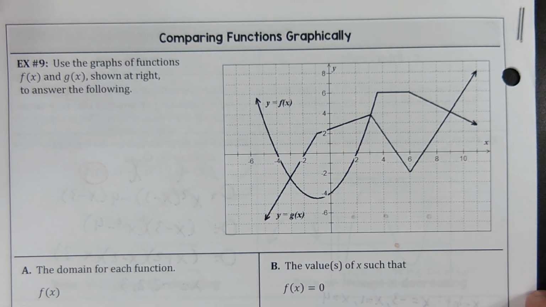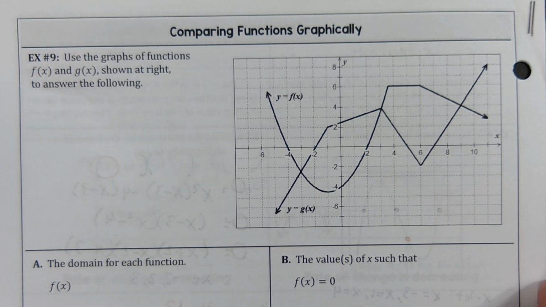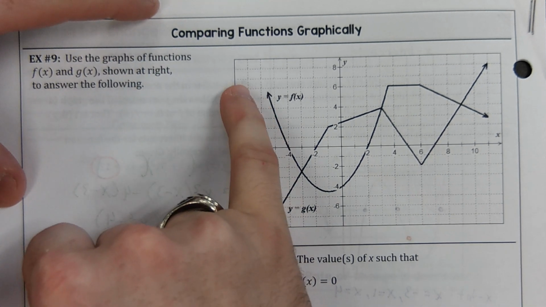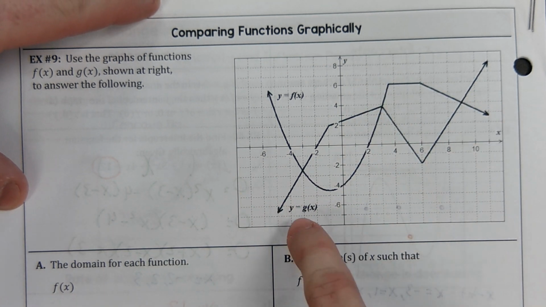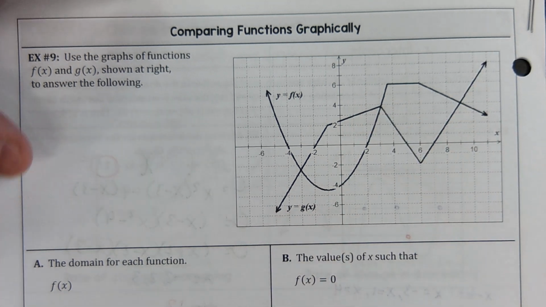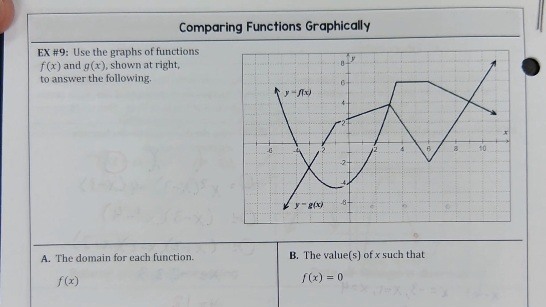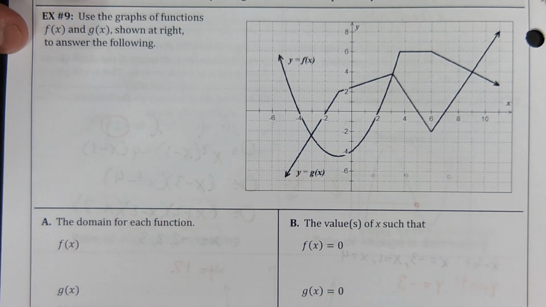Got a couple different graphs here. We got an f of x and a g of x. F of x is this one that's parabola, then flat, then downwards. G of x is a bunch of positive slope, negative slope, positive slope, a bunch of straight lines. So we're going to use this image to answer the rest of this page.